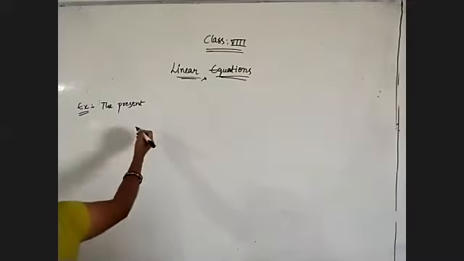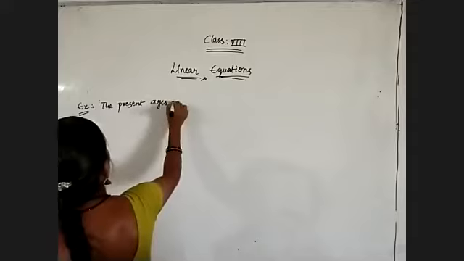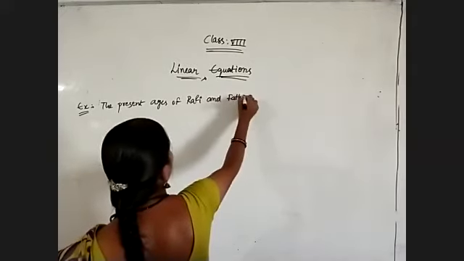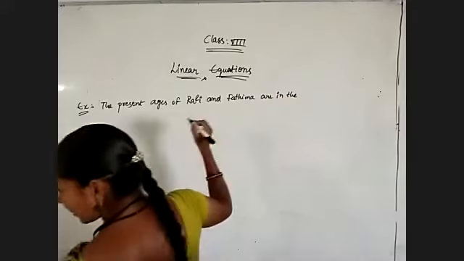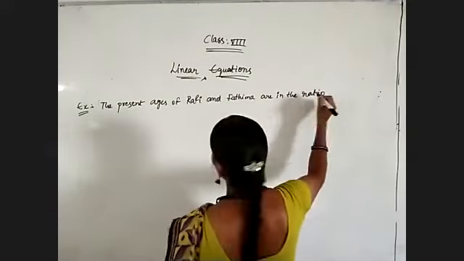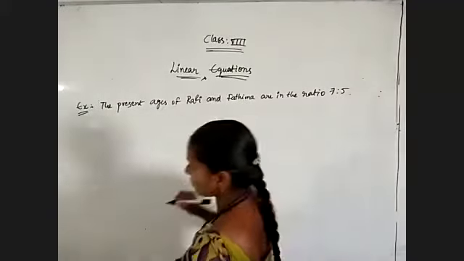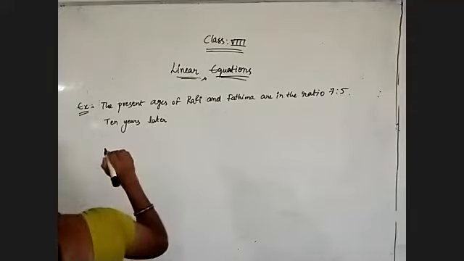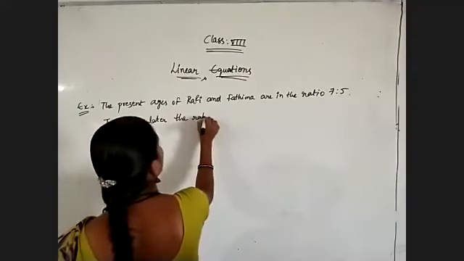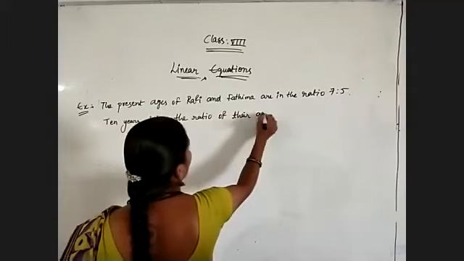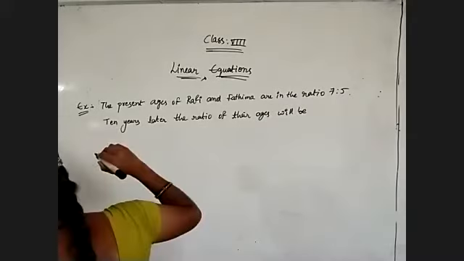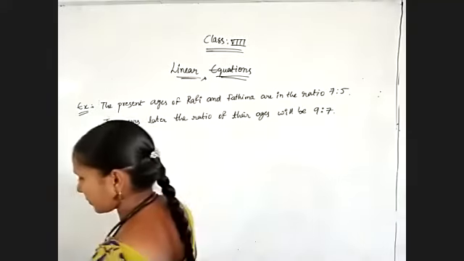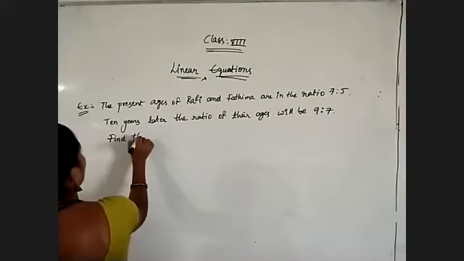So the present ages of Rafi and Fatima are in the ratio of 7:5. 10 years later, the ratio of their ages will be 9:7. Find their present ages.